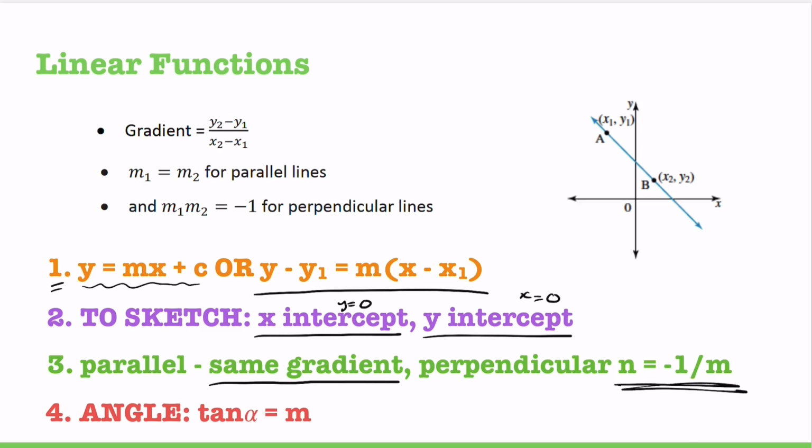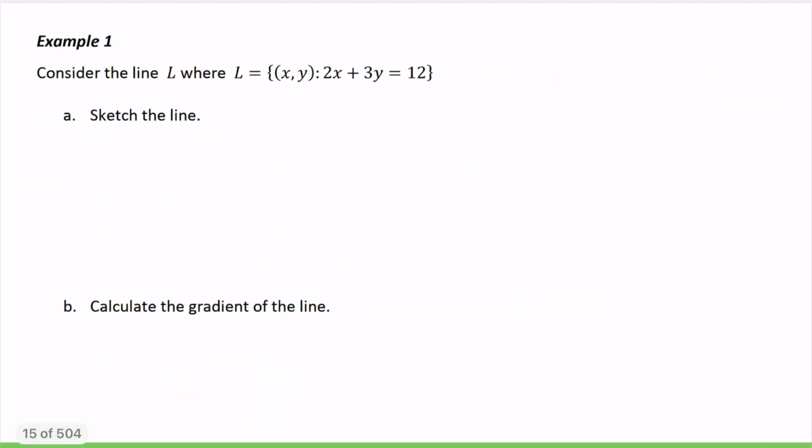And this is a formula that you may or may not remember from year 11. But that's that tan of any angle is equal to the gradient. So a very popular one that we will use quite often is that tan of a line that makes a 45-degree angle will have a gradient of 1 because tan of 45 is equal to 1. Let's go ahead and apply some of these ideas.